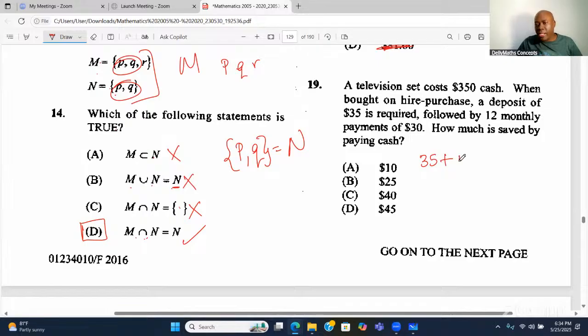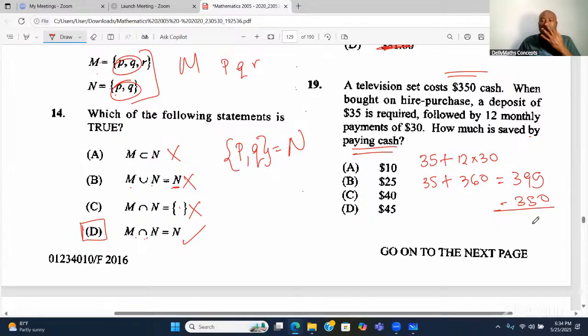So we're going to be paying 12 months. We're going to pay 30, so 35 plus, this is about 360. This is like 395. Now, the question is, how much is saved paying cash? This is your cash. Take it out, take it from it. Because if I'm going to go cash, I'm going to save $45. So I'll be paying $45 less if I'm going cash with that. So basically that's that. That's right there. So our answer is D for 19.